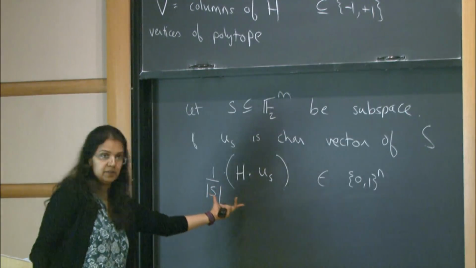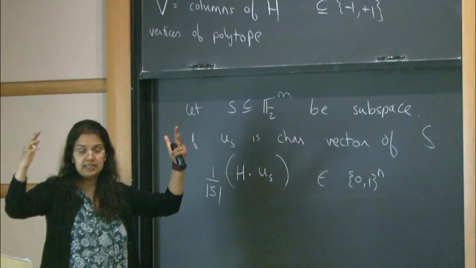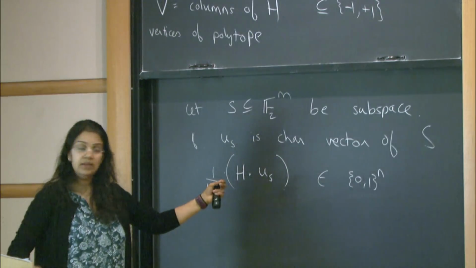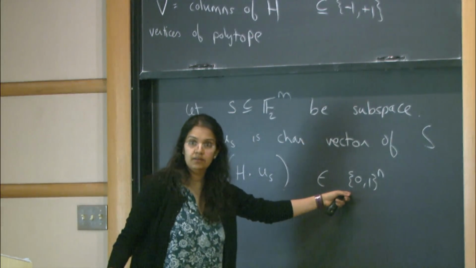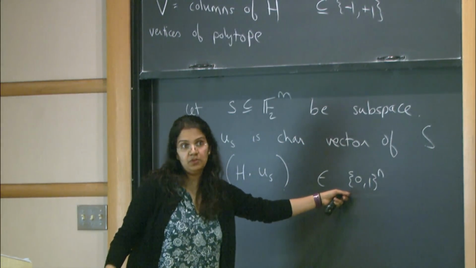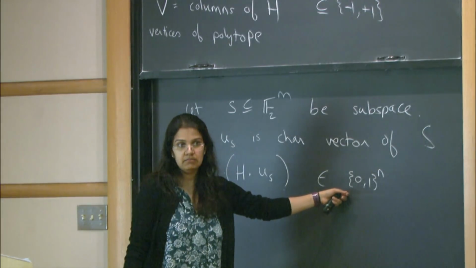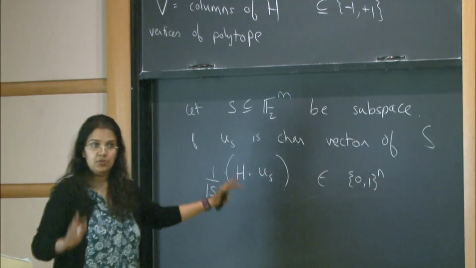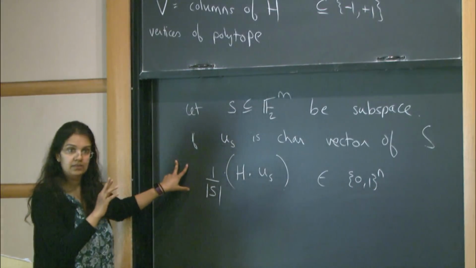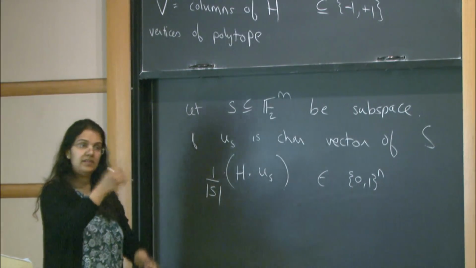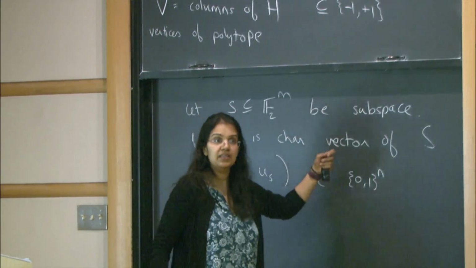So this is an interior point of the polytope, right? I took a whole bunch of vertices and I took a convex combination. So this is an interior point. It turns out to be an integer point. So it is in our lattice. So that's the claim, this is what he observes. For every subspace, the convex combination gives you a vector, and it gives you distinct vectors.